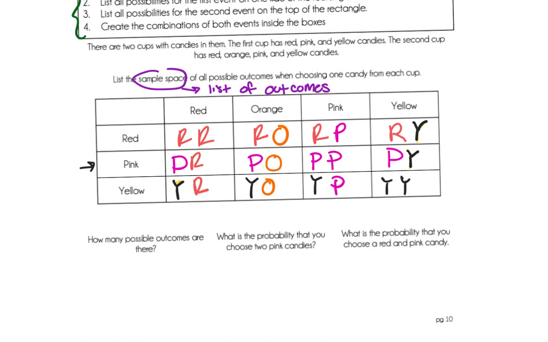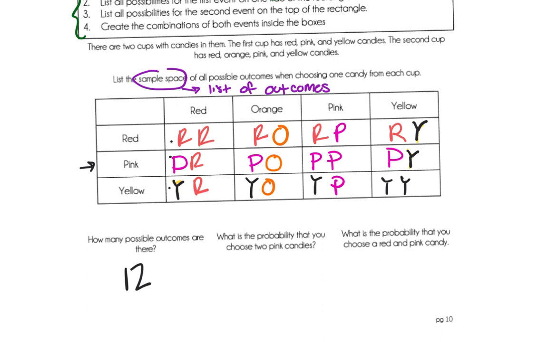All right, so looking at how many possible outcomes are there. You just count the number of things you made. So there's 1, 2, 3, 4, 5, 6, 7, 8, 9, 10, 11, 12. So there's 12 possible outcomes.